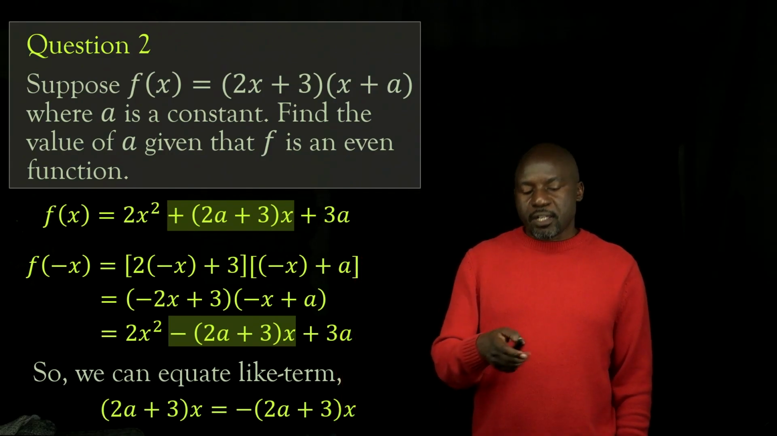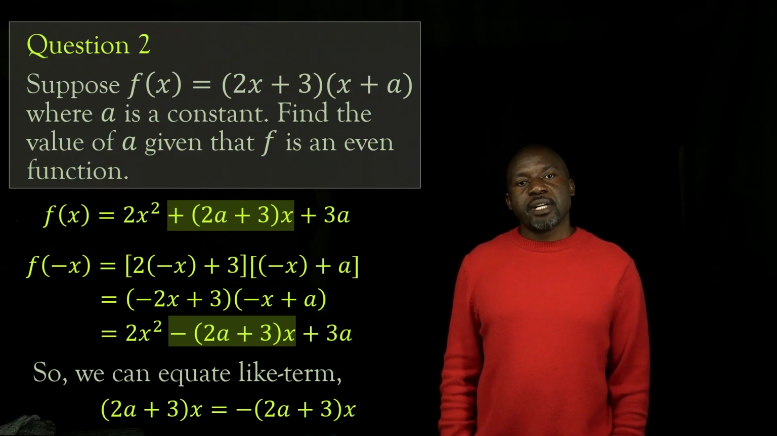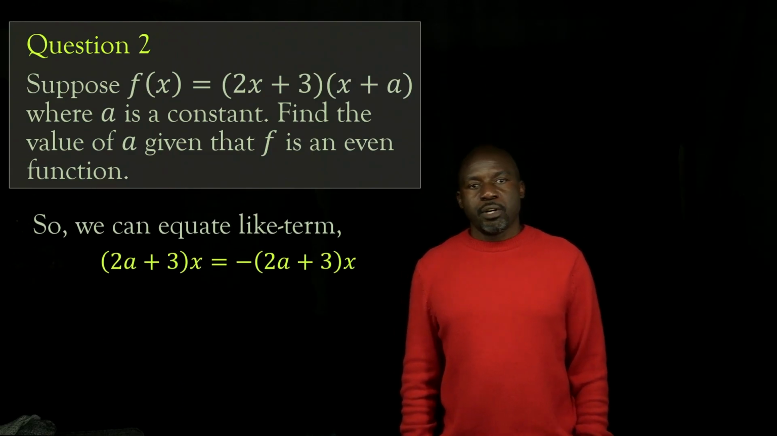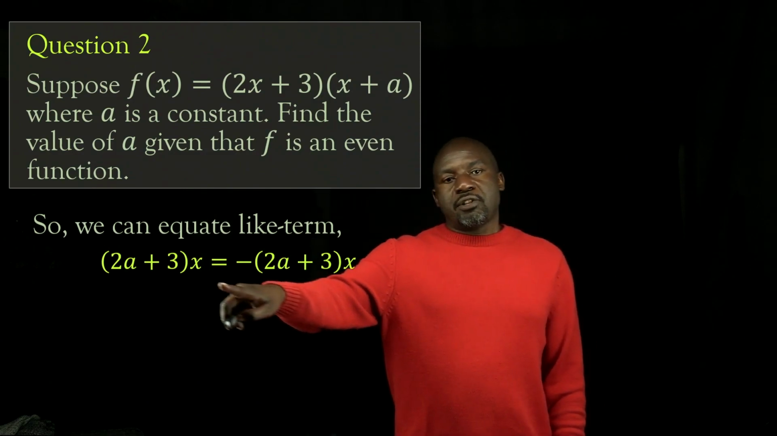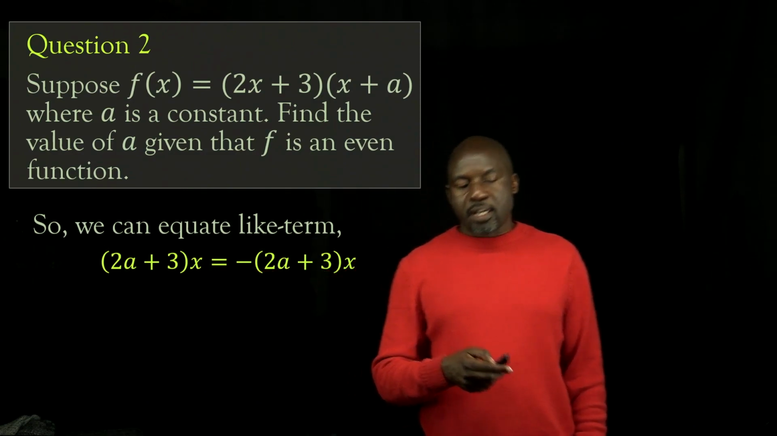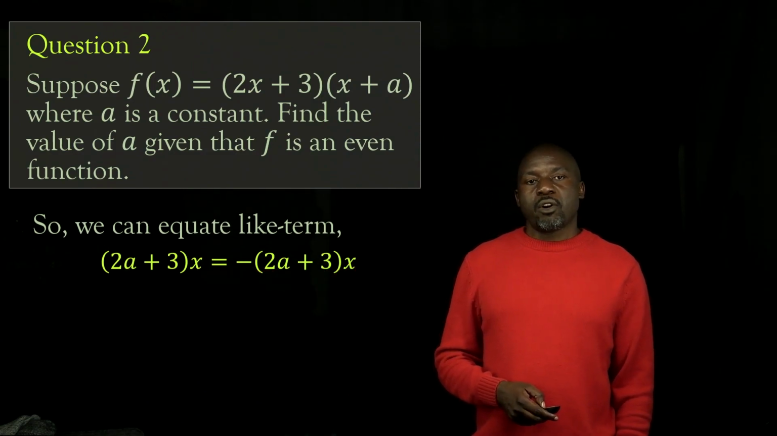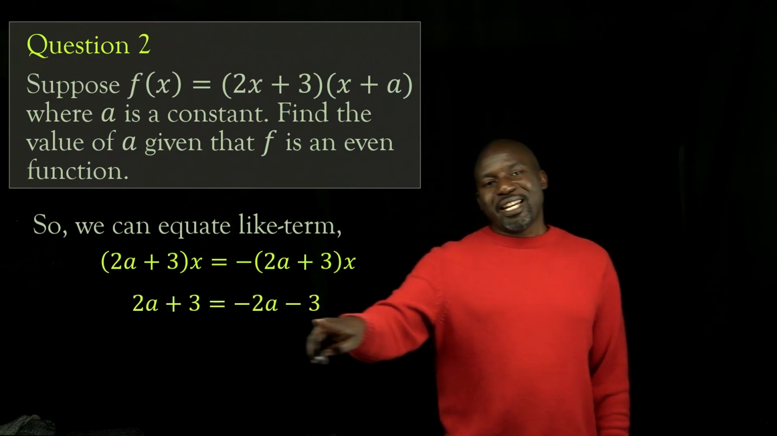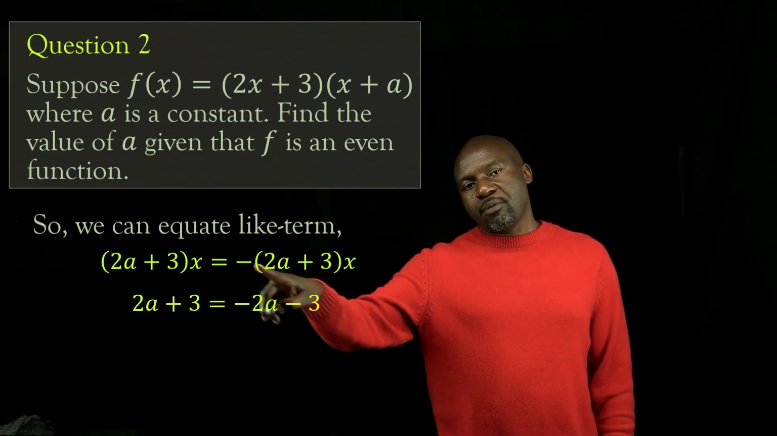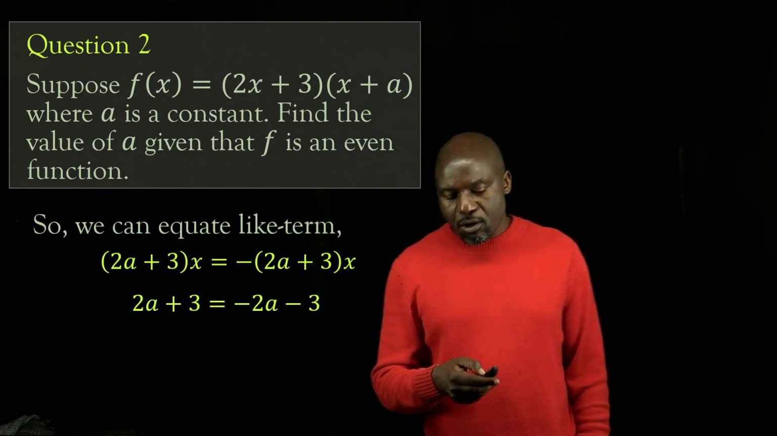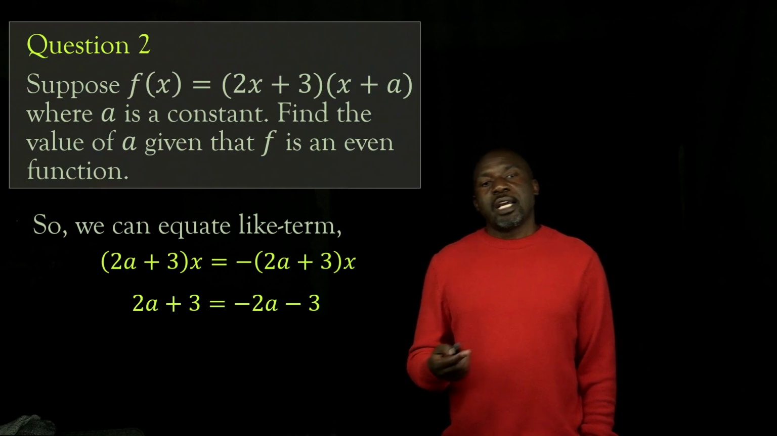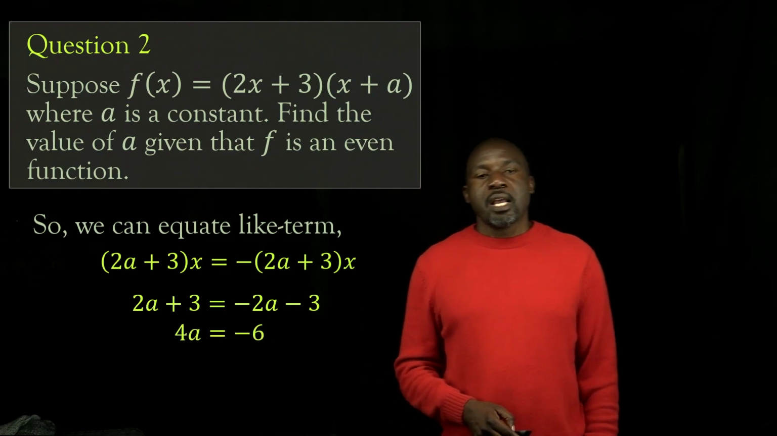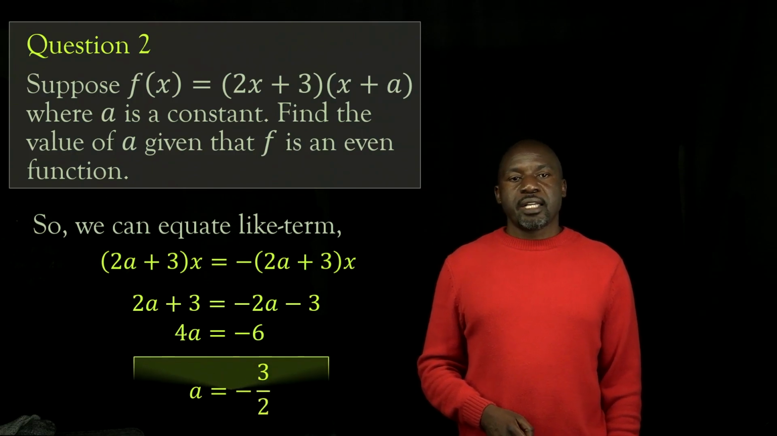So we can get rid of the x, and those two must be the same. We can get rid of the x there, and the coefficients must be the same. 2a plus 3 must be equal to negative 2a minus 3, because the negative goes in when you open that bracket. Collect like terms together, we get 4a equals negative 6, and therefore a must be negative 3 over 2.